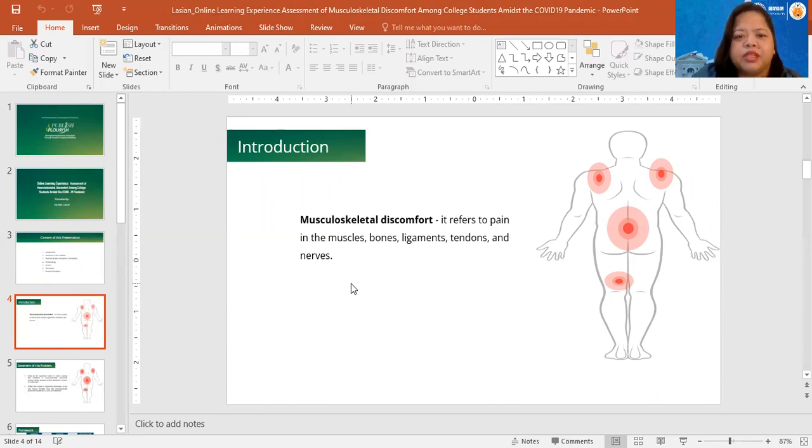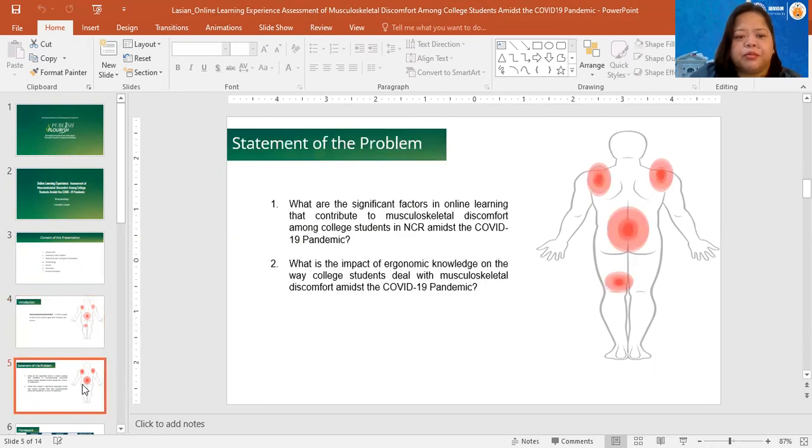This has become evident especially when the transition of learning from face-to-face or the traditional to the online setup in the college perspective. So most of the students are actually giving complaints like they're having some discomfort experience, especially if they are staying a bit longer in the computer or in their normal setup.